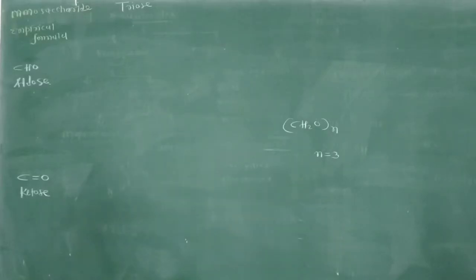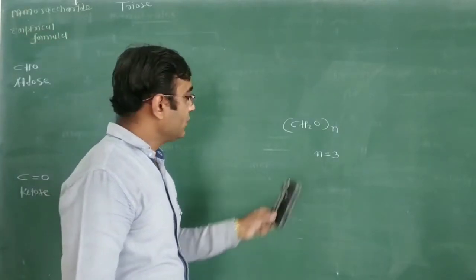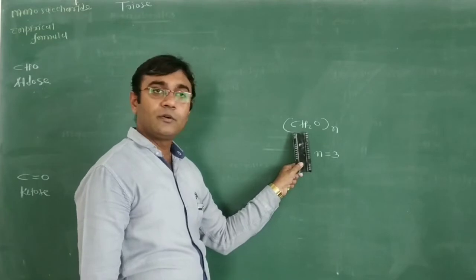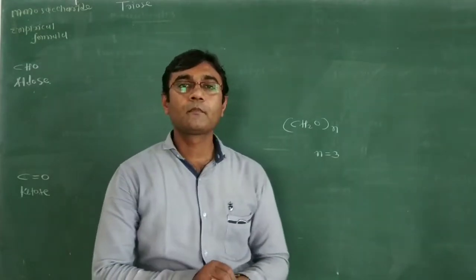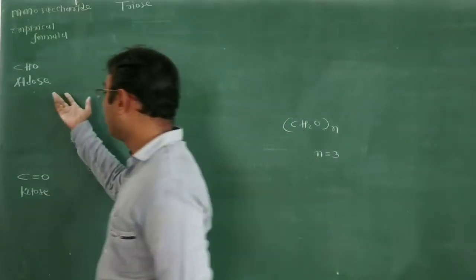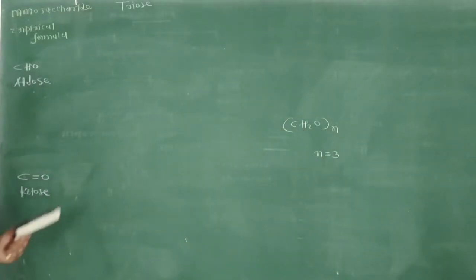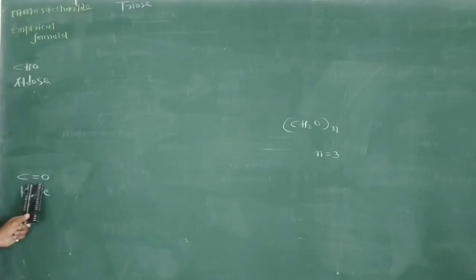Now we classify the different monosaccharides and their examples. The monosaccharide general formula that we know is (CH2O)n. Some monosaccharides are made up of an aldehyde group, so we call them aldose sugars, and some other monosaccharides are made up of a ketone group, so we call them ketoses.